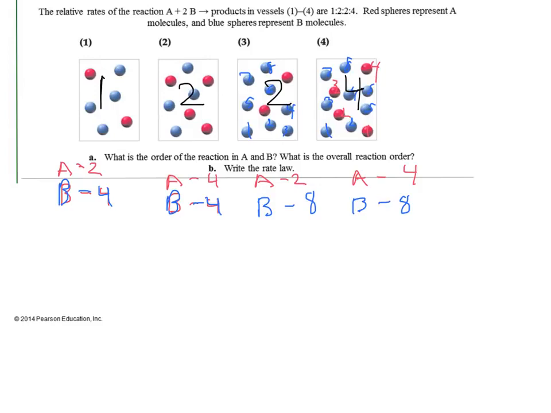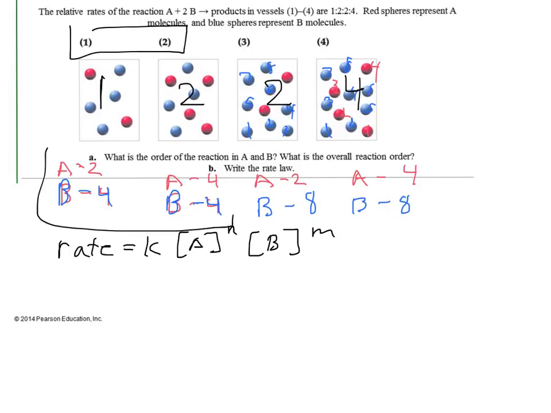It looks like we're not able to do the method of initial rates, but we really are. Our rate law, after all, would simply be rate equals a constant times A to the n power times B to the m power. Let's see. We want to choose an experiment where B is constant, but A is different. If we do that, we can use 1 and 2. In both 1 and 2, B is being held constant, but A is changing.